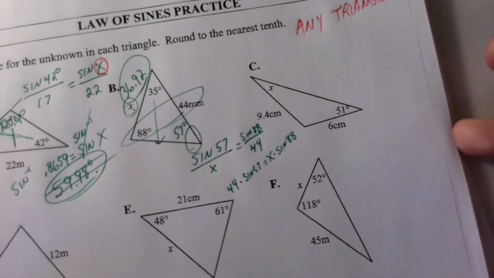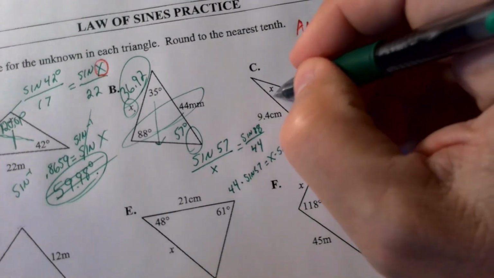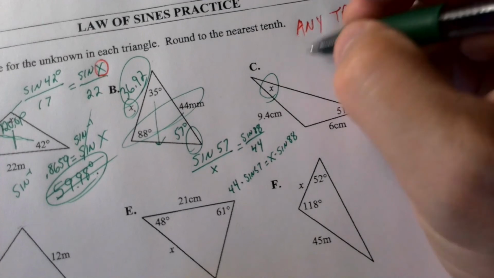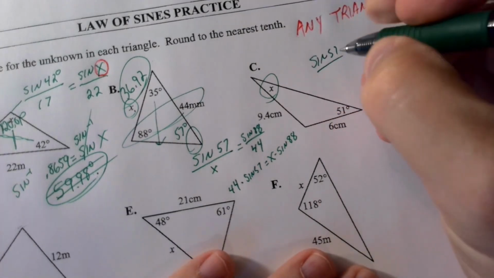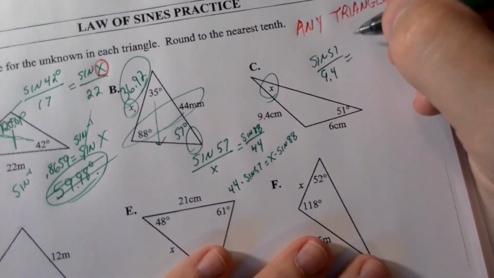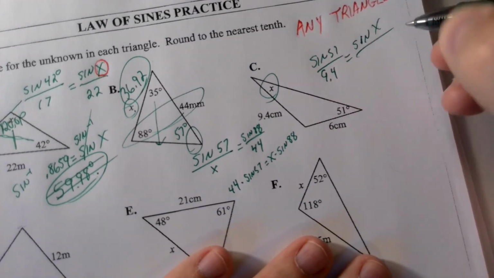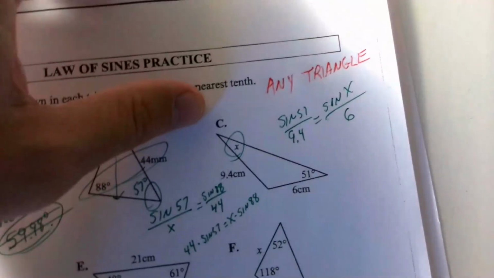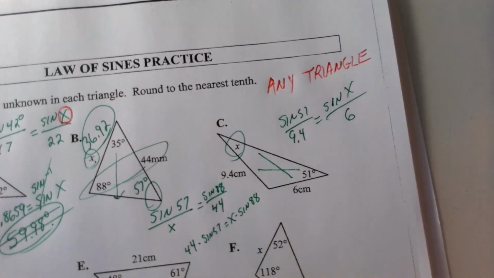So let's do one more thing here on the law of sines. And so I've got this one right here. And so I'm going to go, what do I got here? So sine of 51 over 9.4 equals sine of x over 6. And I'm going to cross multiply, and I'm going to solve this one out right here. Do we see that? Because we have to use things that are across from each other.